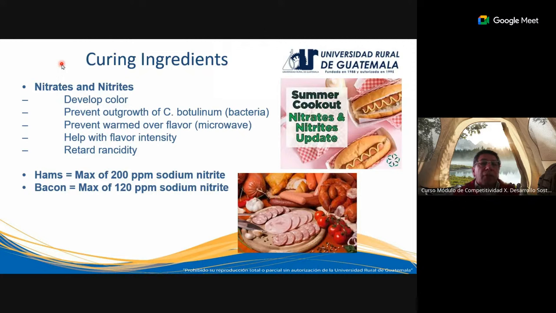Other curing ingredients are nitrates and nitrites. These nitrates develop color, prevent outgrowth of botulinum, that is a type of bacteria. Nitrates and nitrites prevent warmed-over flavor and also help with flavor intensity. These nitrates retard rancidity.